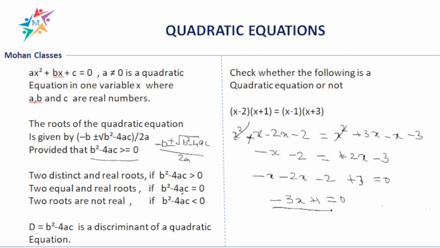Is it a quadratic equation? Here there is no x square term, right? So it is minus 3x plus 1. It is a linear equation. Therefore, the given one is not a quadratic equation. So the given equation is not what? Quadratic equation. Clear? Let us go to the next.